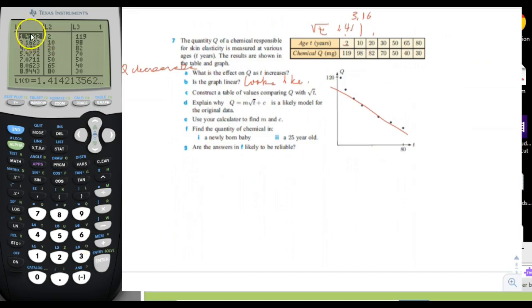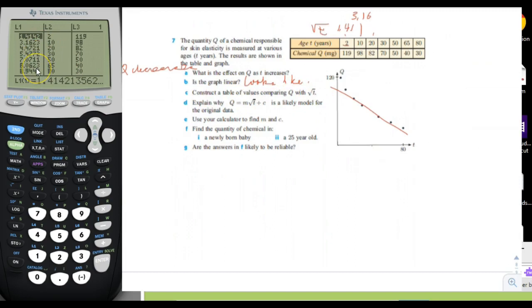And look at that. It fills in L1 with all the square roots of L2. So that's exactly what I started doing here by hand: 1.41, 3.16, and so on. Isn't that cool? Okay, so construct a table of values comparing Q with square root of t.